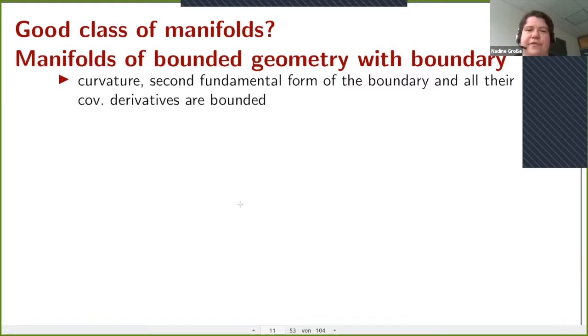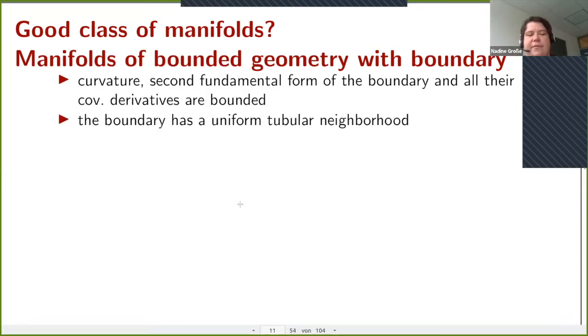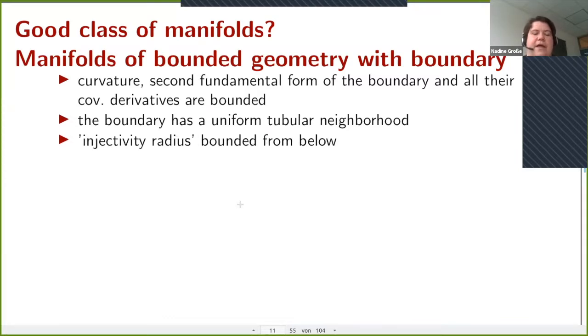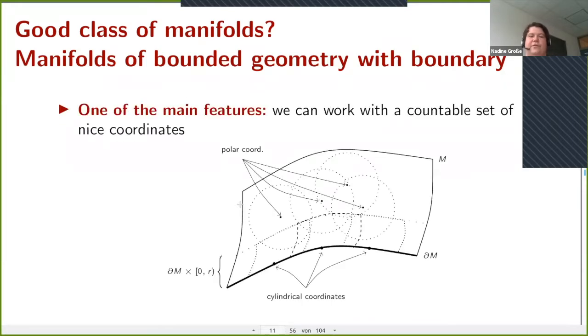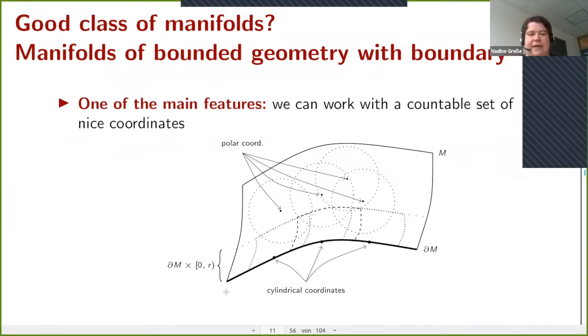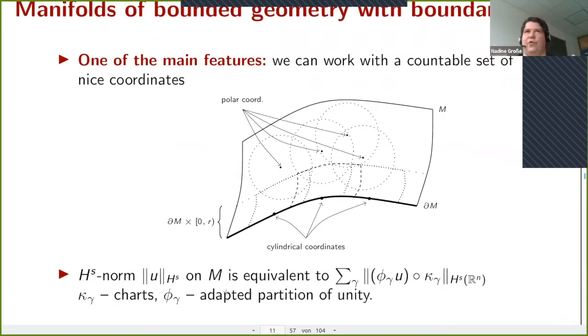For this, we use manifolds of bounded geometry with boundary. Maybe it's not so interesting to give the actual definition. It means, for example, that the curvature and the second fundamental form of the boundary and all their derivatives are bounded, plus some additional conditions, like the boundary has a uniform tubular neighborhood and the injectivity radius is bounded from below. What is important to know is not the actual definition, but the main feature. You can work with a countable set of nice coordinates, like polar or geodesic coordinates in the interior and something like cylindrical, also called Fermi coordinates, near the boundary, in such a way that you can do whatever you know from Rn, and all constants that appear in your estimates are uniformly bounded. So that's what this is good for.